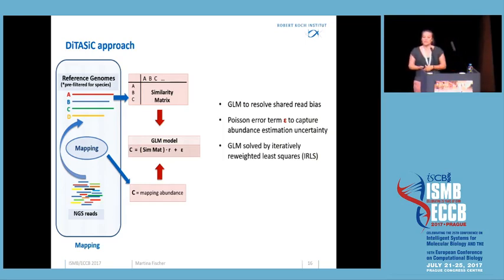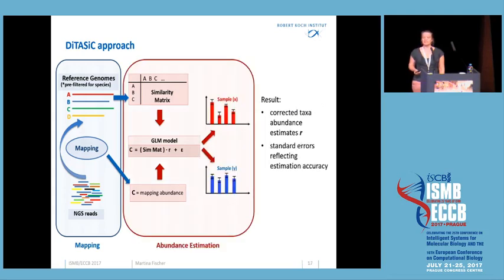And we follow up on this core idea by our former tool GASIC, but now we present a new generalized linear model which is based on absolute counts, and the GLM is defined by an identity link function. And further, we also introduce a Poisson error term to capture the abundance estimation uncertainties. And this equation system will then be solved by iteratively reweighted least squares. As a result, we will obtain corrected taxa abundance estimates along with standard errors which reflect the estimation accuracy.